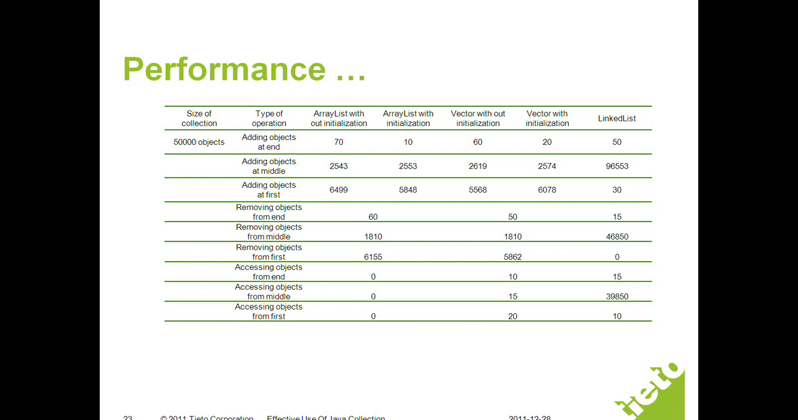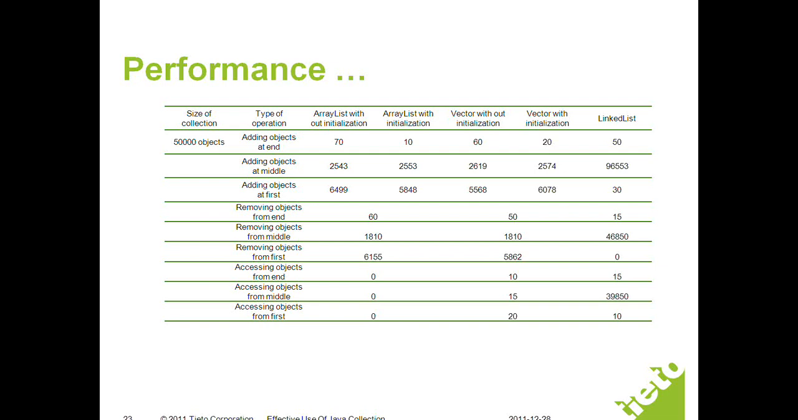Similarly, for removing an object from an end, initialization doesn't make any impact. Removing an object from an end is where the linked list performed well, and for removing objects from the middle, the linked list again had a performance overhead because of the iteration, or we can say fetching each and every element.